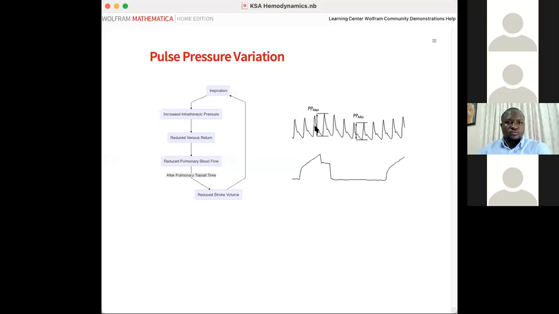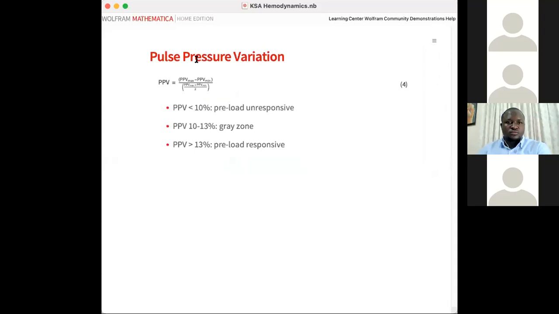Basically, this can also be mirrored on your pulse pressure wave, so your pulse pressure tends to change with your mechanical ventilatory cycles. During inspiration, your intrathoracic pressure goes up, you have reduced venous return, reduced pulmonary blood flow, and after pulmonary transit time, you get a reduced stroke volume, and the process reverses during expiration. Your pulse pressure variation can be estimated by the difference between your peak and minimum pulse pressure divided by the average of the two values.